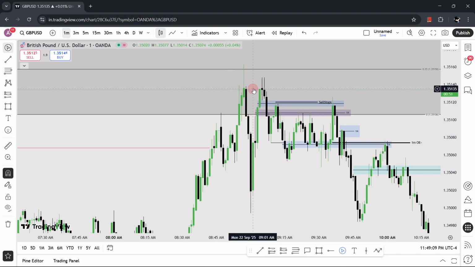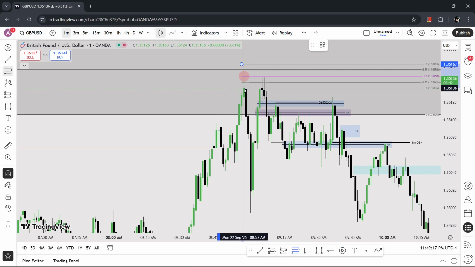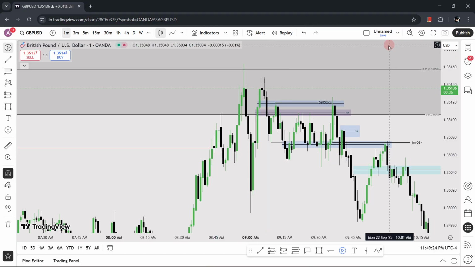Both, I got stopped out here. I could have placed my stop loss, even if I placed my stop at the midpoint of the shift. Also, it couldn't have hit, I think, right? Yeah. I failed, but that's okay.